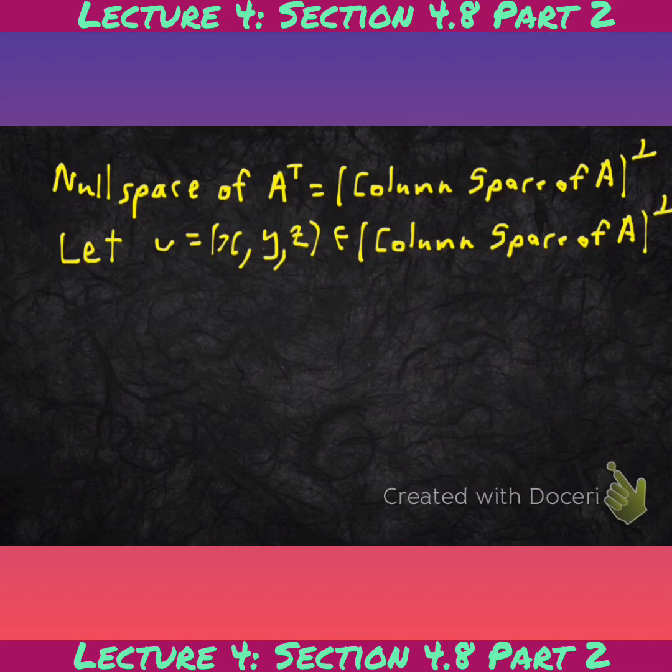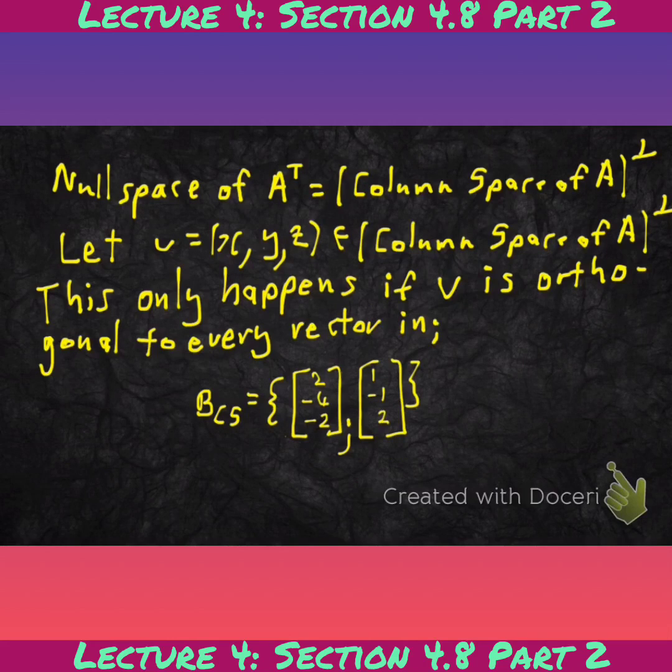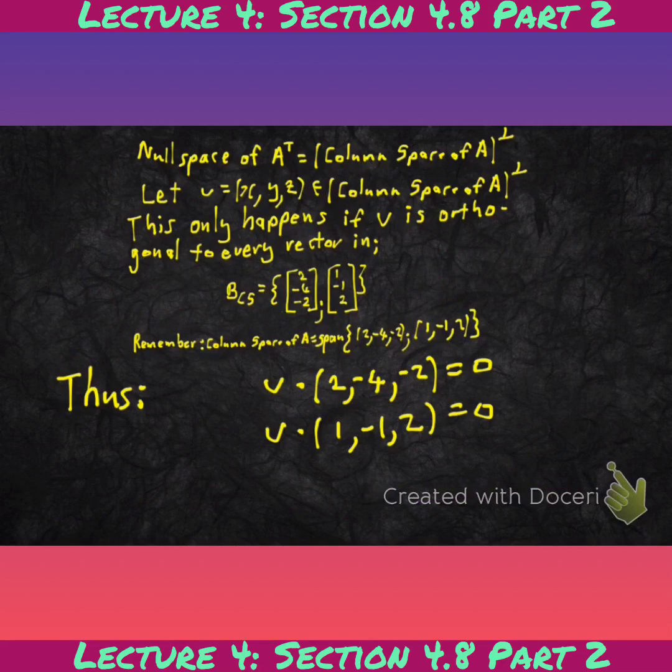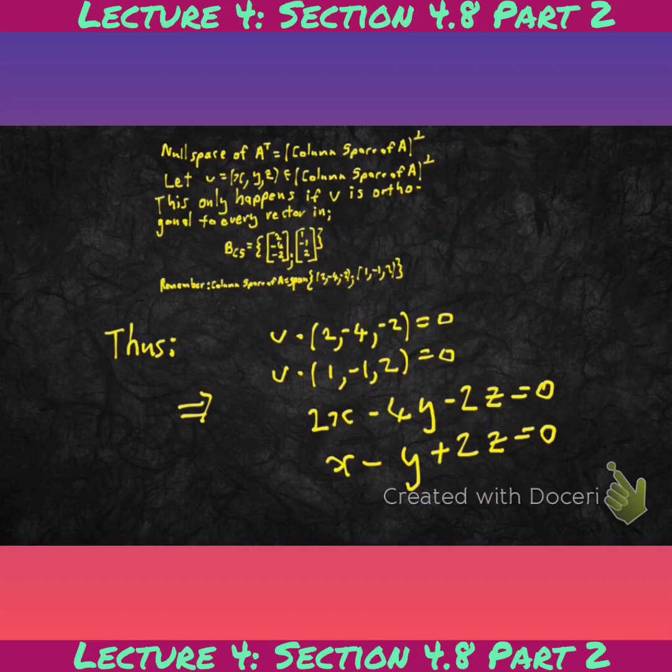So what we're going to do is take a vector v from the orthogonal complement of the column space of A. We know that that only happens if v is orthogonal to every vector in the basis of the column space of A. I just want you to remember that the column space of A is basically the span of these two vectors here. So v has to be orthogonal to both these vectors. From that information, we get two equations. And we can then go and find a general solution for those two equations.